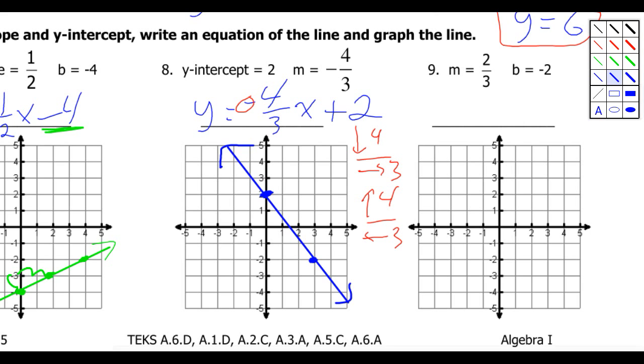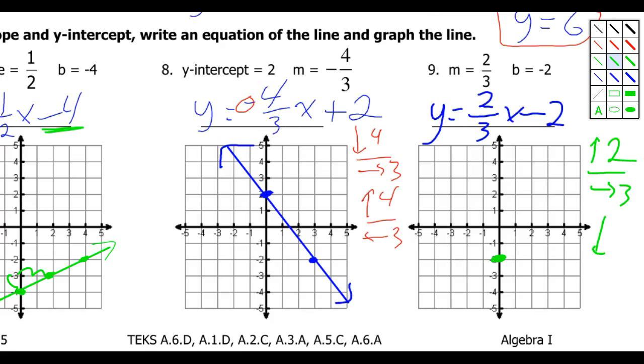And now we have number 9. So y equals mx plus b. It's an important formula we're going to use. Y equals 2/3 x minus 2. Our starting place will be -2. Go up 2 and to the right 3.